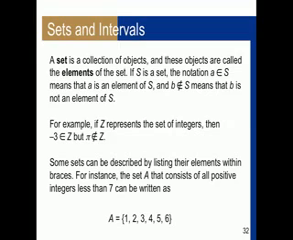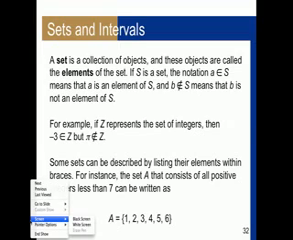For example, if Z represents the set of integers, then -3 is an element of Z, but pi is not. Some sets can be described by listing their elements within braces. For instance, the set A that consists of all positive integers less than 7 can be written as A = {1, 2, 3, 4, 5, 6}, because those are all the integers that are less than 7.